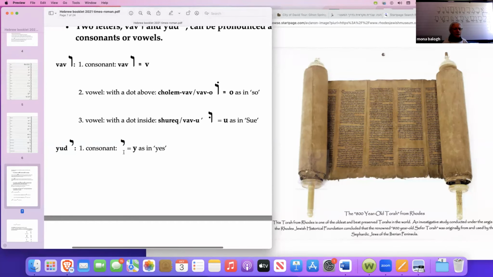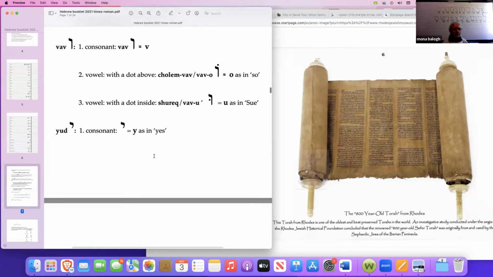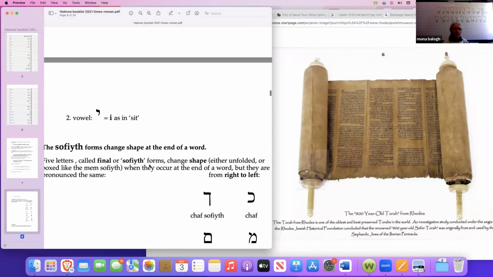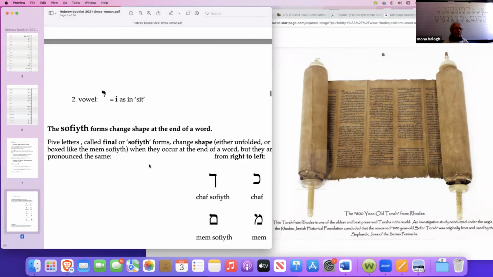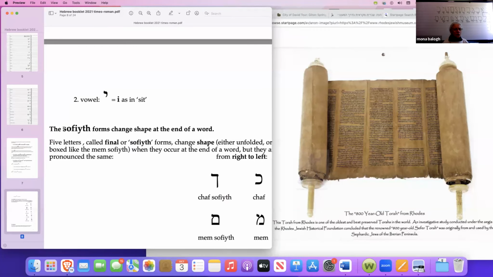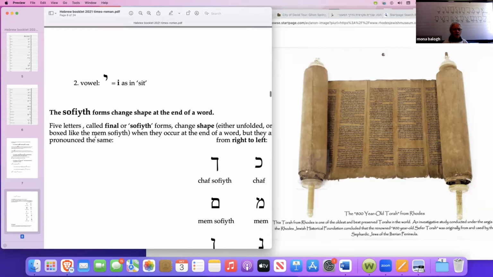Yud as a consonant is the Y as in yes. Yud as a vowel is the I as in sit. Okay, we'll go over those over and over again. Now come the 5 sofiyth forms. All right, so there are still just 22 letters in the Hebrew alef-beyth, but 5 of those letters change form at the end of the word, and those are called the sofiyth forms.